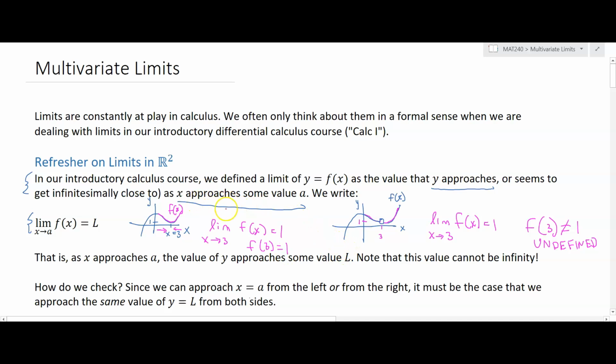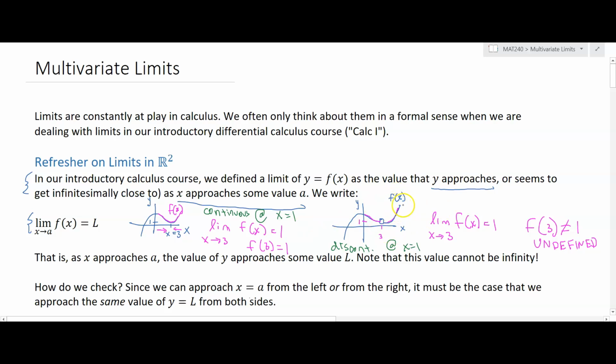And this is what we say: this one here is continuous at x equals 1, and this one is discontinuous at x equals 1. So both limits still exist, one just has a discontinuity.